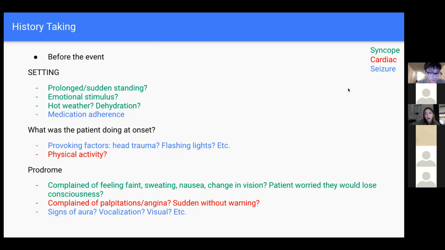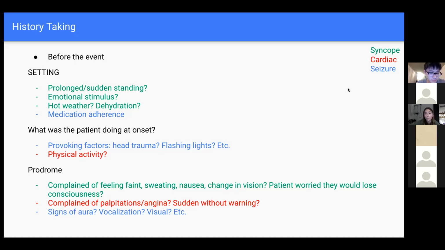If the person is on medication for epilepsy, for example, discussing the medication adherence would be relevant for a seizure. And then what was the patient doing at onset? Some provoking factors like head trauma or flashing lights would point towards a seizure, whereas if someone was doing some physical activity, that would maybe be indicative of more of a cardiac cause.